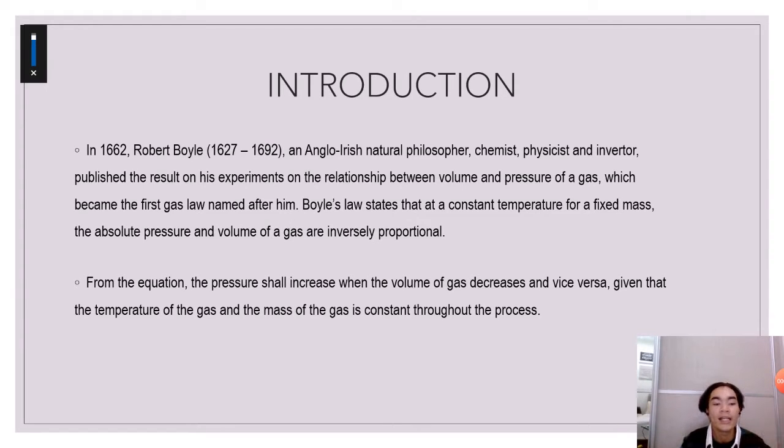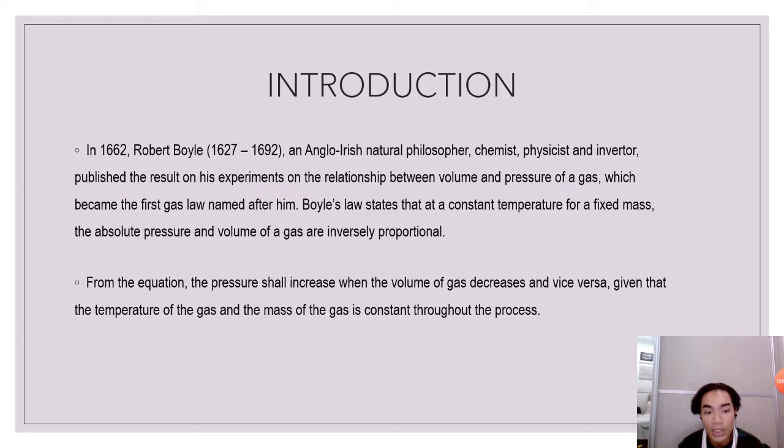So, introduction. In the year 1662, Robert Boyle published the results of his experiments on the relationship between volume and pressure of a gas. This is why the first ever gas law was named after him. This law states that at a constant temperature for a fixed mass, the absolute pressure and volume of a gas are inversely proportional. So this is P equals to 1 over V, right?